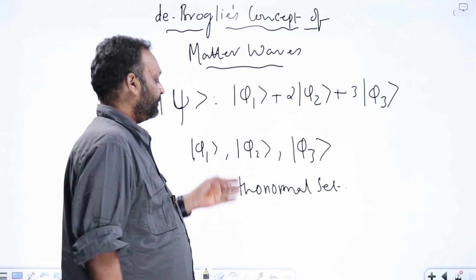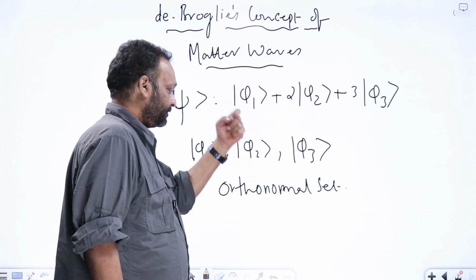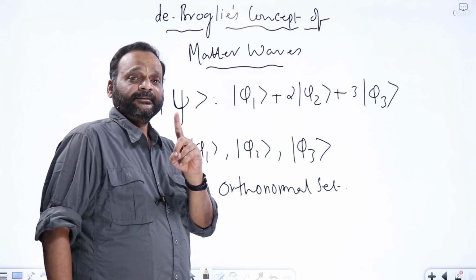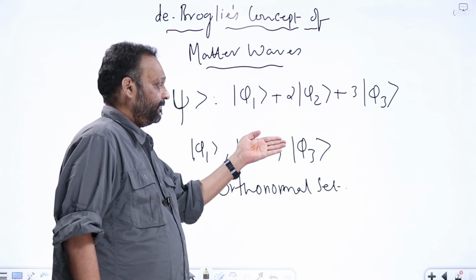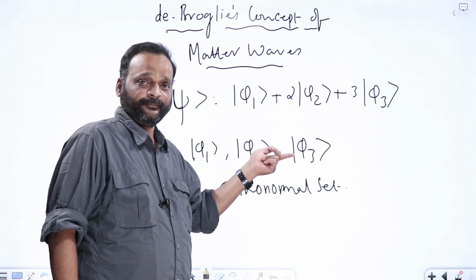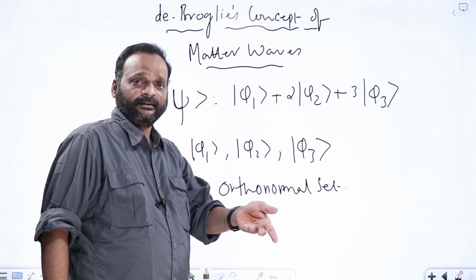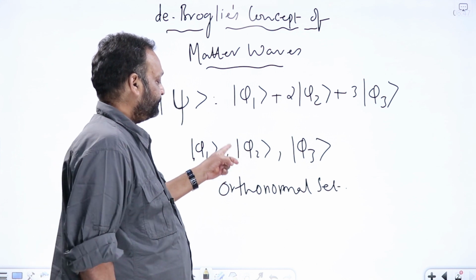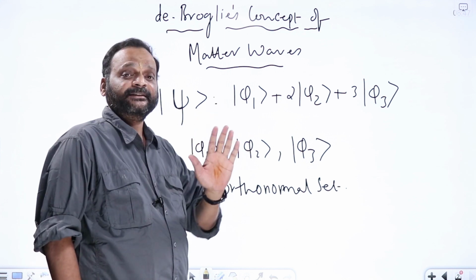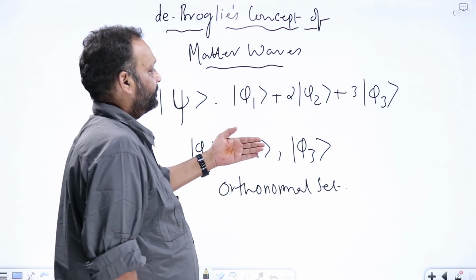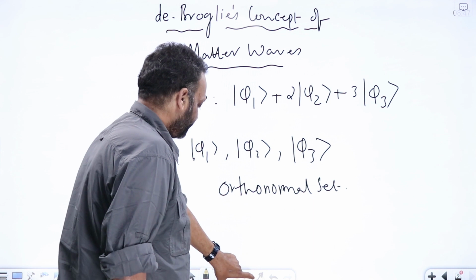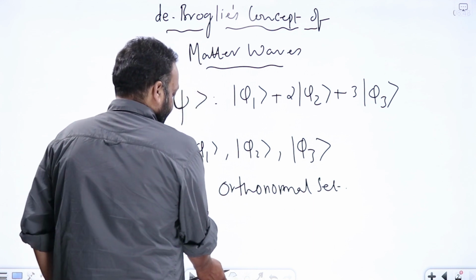Okay, that is the question. Find the probability of finding the system in the state φ2, up to 2 decimals. It's a numerical answer type question which appeared 3 years back in the GATE exam, around 2017, I think. Find the probability of finding the system in the state φ2 up to 2 decimals. Okay, this we'll see at the end of our lecture. Now we will go into de Broglie's concept.